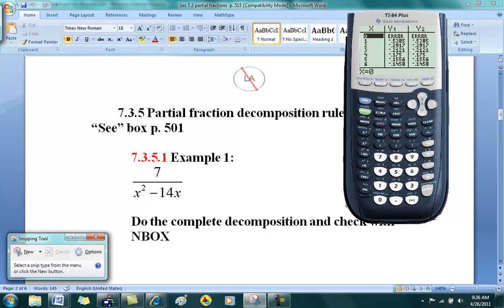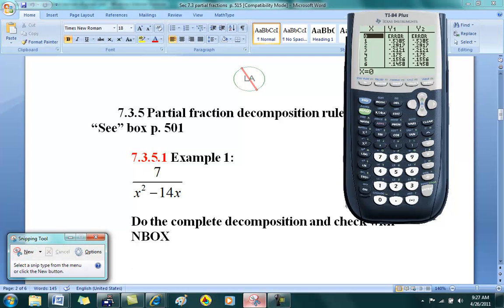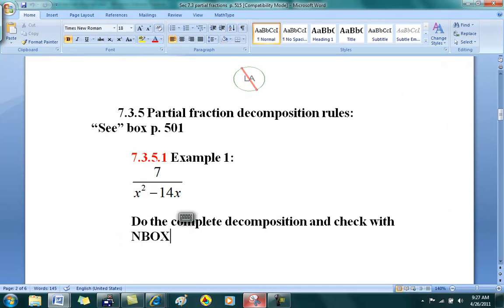Going to do the second one. I guess let me go see if I can. Okay, I guess I'll have to snip this again. Snip it.